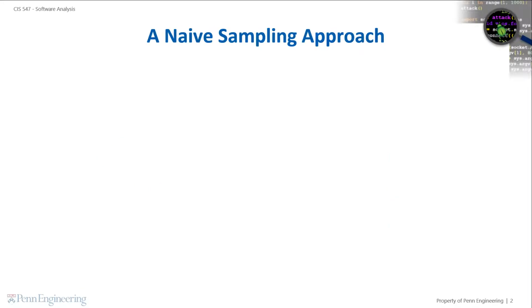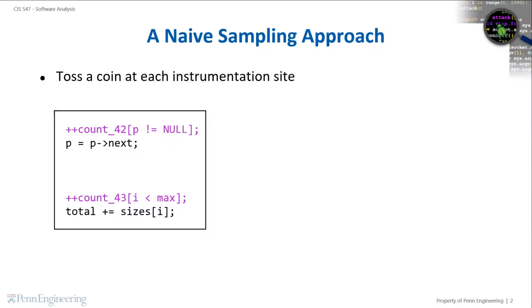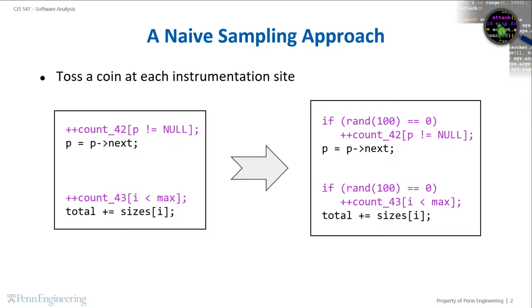A dynamic sampling system must define a trigger mechanism that signals when a sample is to be taken. Let's look at one candidate mechanism, which is to toss a coin at each instrumentation site. Suppose we want to sample at a sampling rate of 1%. That is, we want to observe on average only one site out of every 100 sites in a run. We might use some sort of random number generator that produces an integer between 0 and 99 at each site, and then only increment the count of the appropriate predicate at that site if the random number generator produces, say, 0.